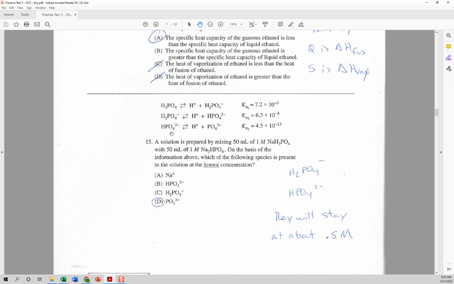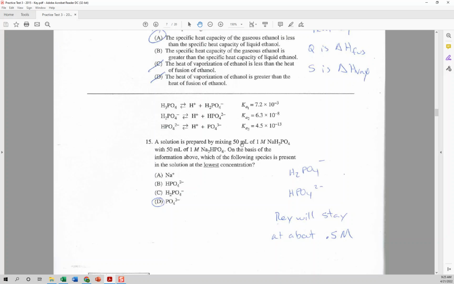All right. So we've got our polyprotic acid. This shows the dissociation of the first proton, the second proton, the third proton. Notice the equilibrium constant gets smaller and smaller and smaller. So the forward reactions of each of these are not very favored, but as we go down, they become less and less favored. So we're mixing H2PO4- with HPO42-. You don't care about the sodium. And so 50 milliliters, 1 molar of this, 50 milliliters, 1 molar of that.